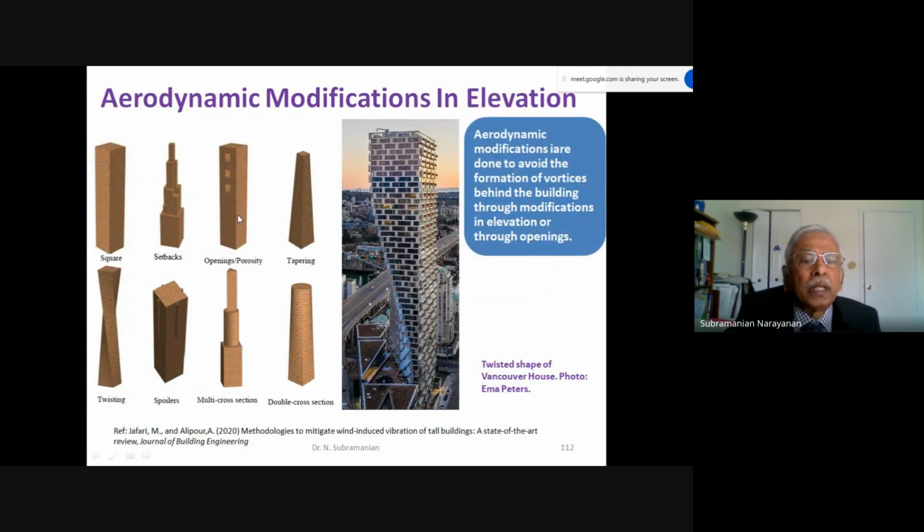So in the elevation also, we can have some modifications so that the wind effect is reduced. Aerodynamic modifications are done to avoid formation of vortices behind the building, through modification in elevation or through openings also.